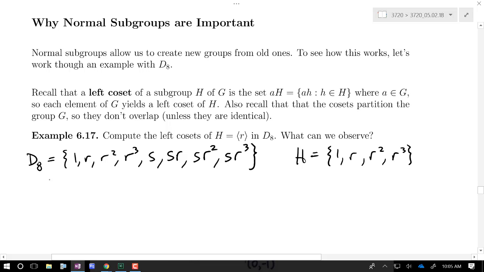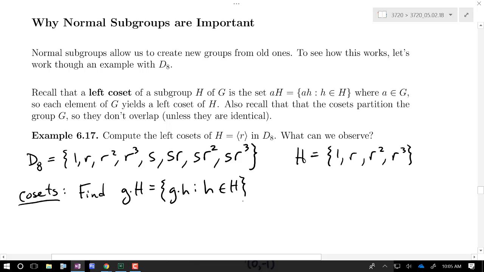So for the cosets, we're finding left cosets. Basically we want to find the sets G times H. We pick an element G of the overall group, and then we find these products. We let H range through all the elements of that subgroup. So here's our group H, which just has the rotations.